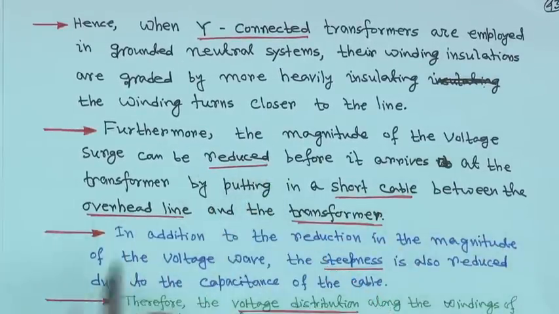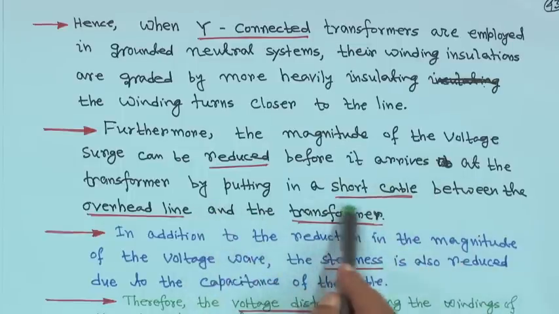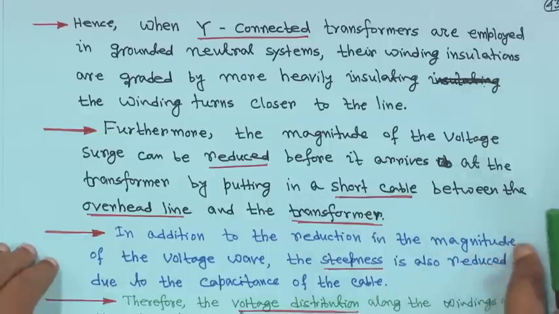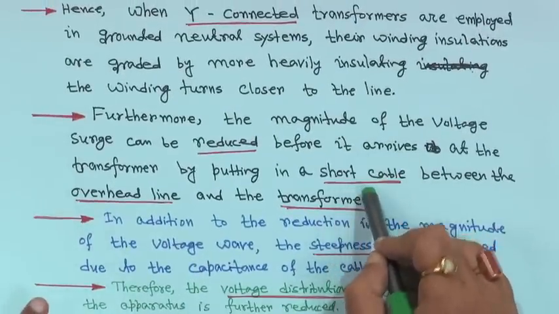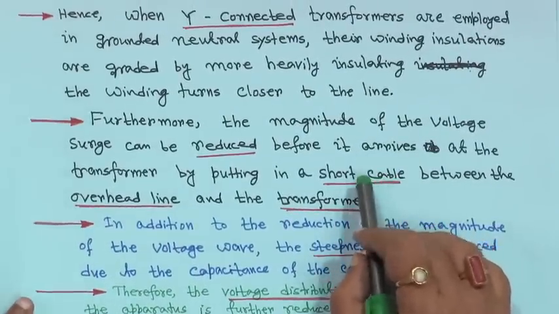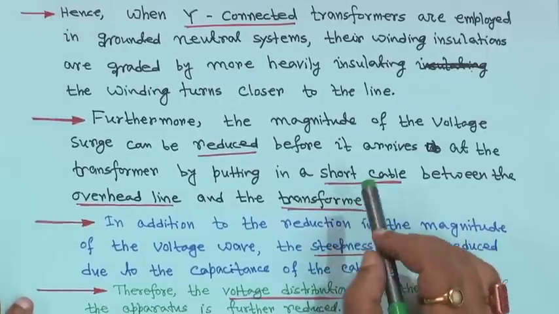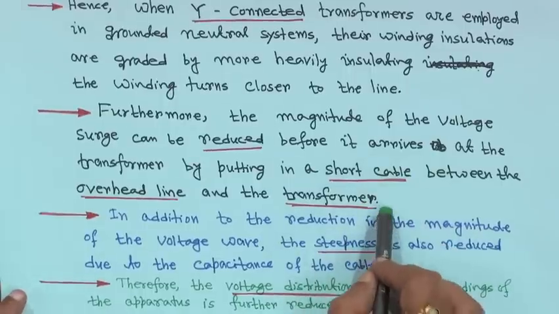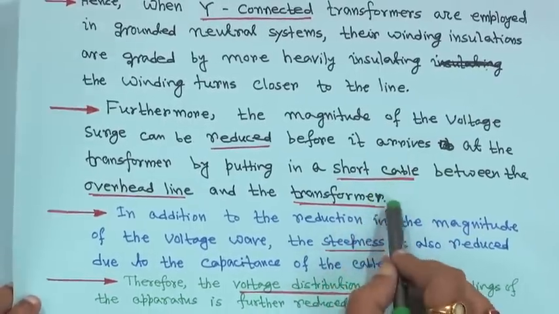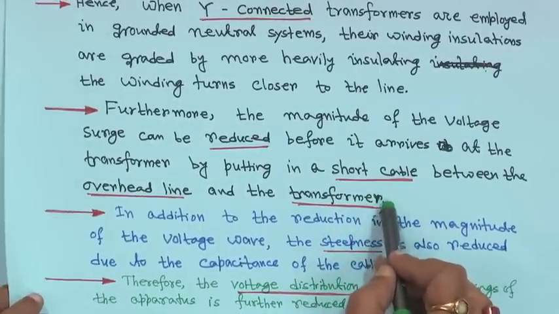It can be reduced. What they do in reality, you can see it also before it arrives at the transformer, by putting a short cable between the transformer and the overhead line. This actually reduces your voltage magnitude and the steepness, both are reduced. Its analysis we will not go into because we have to cover many things. This is just for the purpose of explanation, but for a numerical case you can take any numerical and solve it. It is very simple actually.